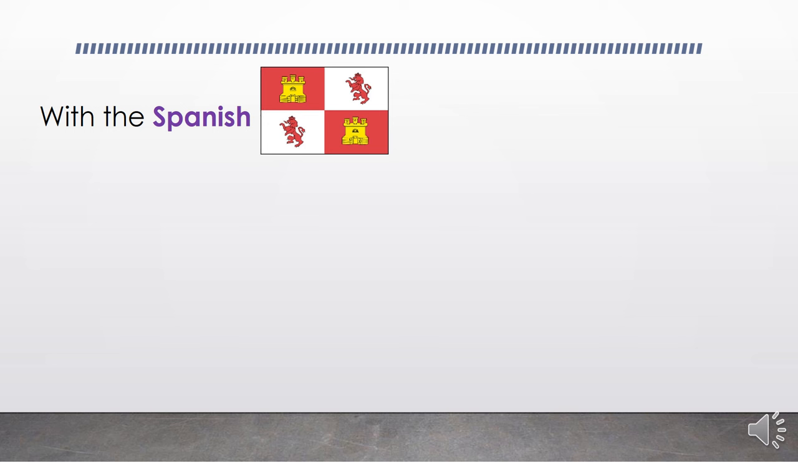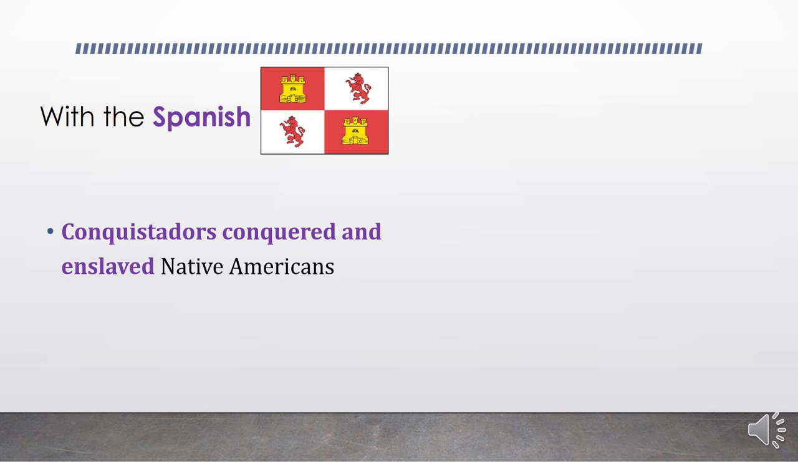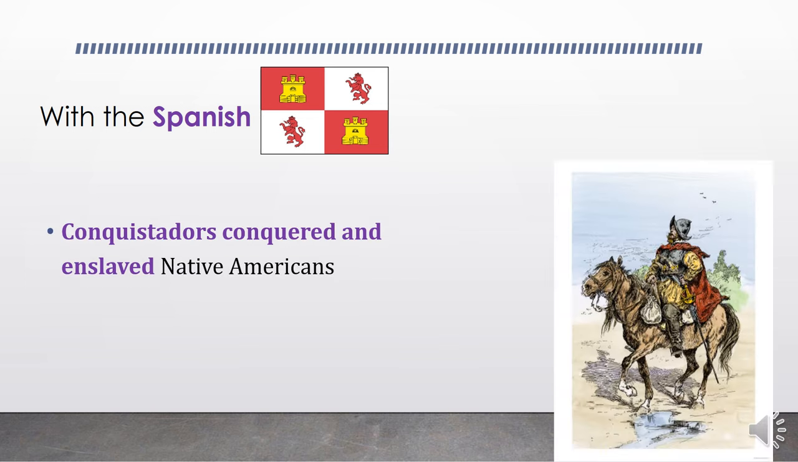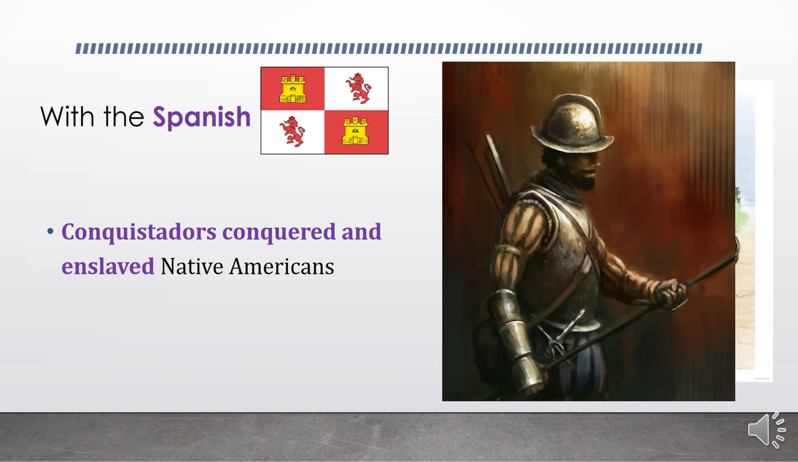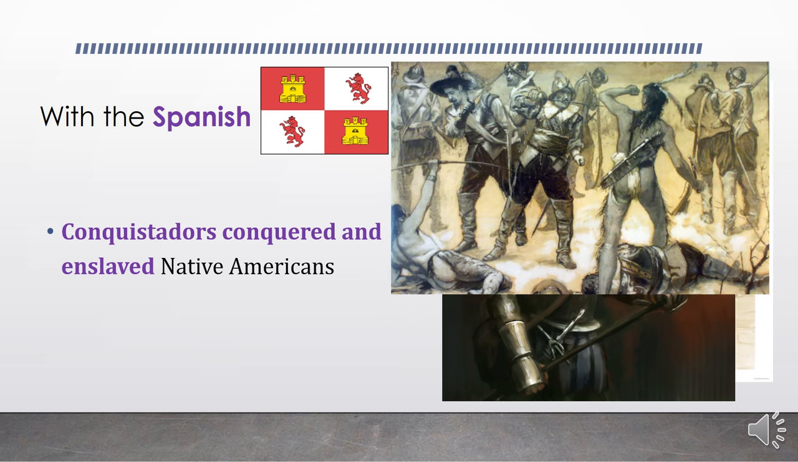So, what were the interactions between the Native Americans and the Spanish like? Well, the Spanish came as conquistadors. And the conquistador was considered a warrior. You can see he's wearing a helmet, he's wearing armor. They saw themselves as a soldier. And so when he comes to North America to explore, he also comes to conquer whoever is in his way. And that meant for most Native Americans, they were at war with the Spanish conquistadors who came.